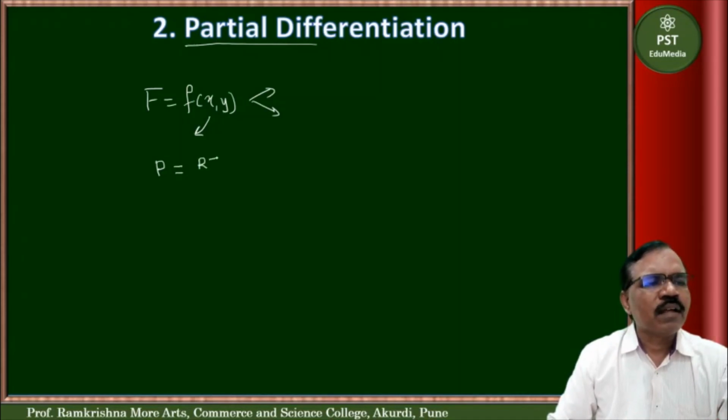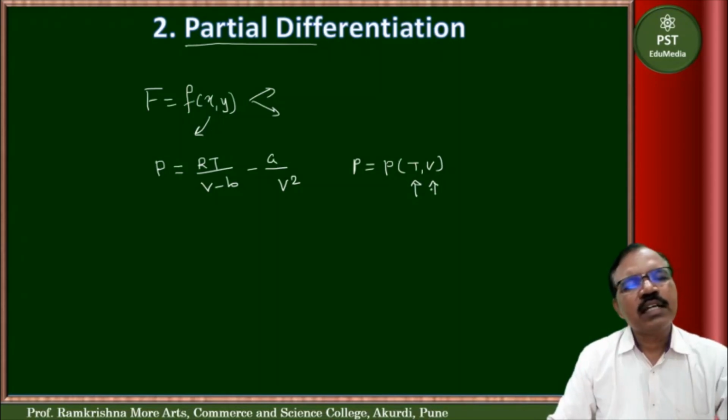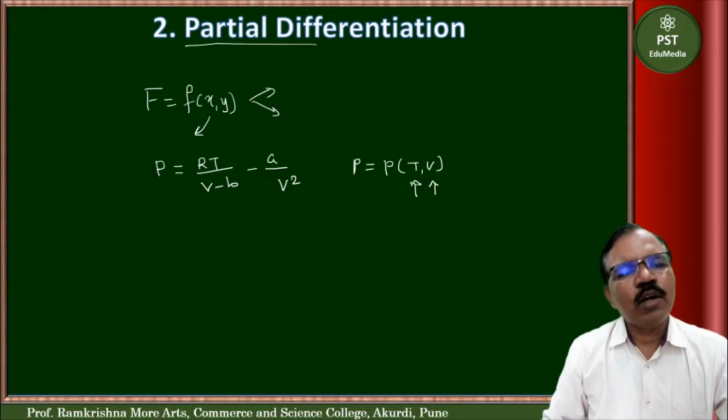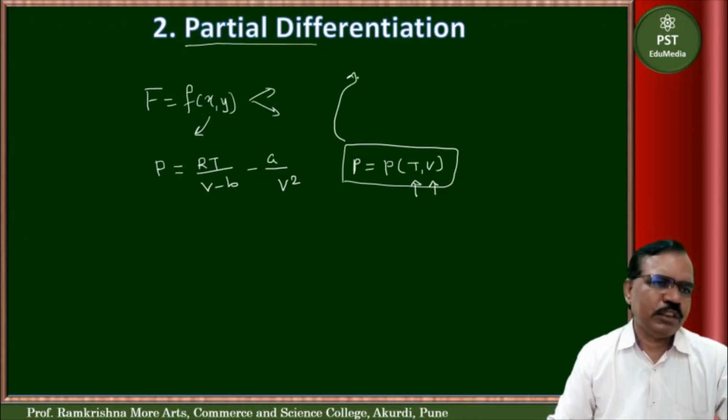pressure, according to van der Waals equation is given as this. So P is equal to a function of temperature and volume. So we study this equation by changing temperature, keeping volume constant, and by changing volume, keeping temperature constant, and so on. In such a case, we require partial differentiation.